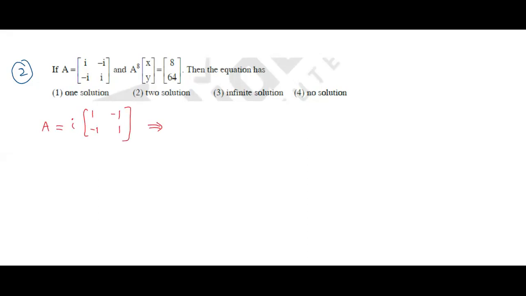Find A square. A square means A into A. i into i, that is i square, we get minus 1. And do the two matrices multiplication. Finally, you will get the answer: minus 2, 2, 2, minus 2. Now I am going to find A power 4. A power 4 means A square into A square. Do the multiplication. Finally, you'll get 8, minus 8, minus 8, 8.